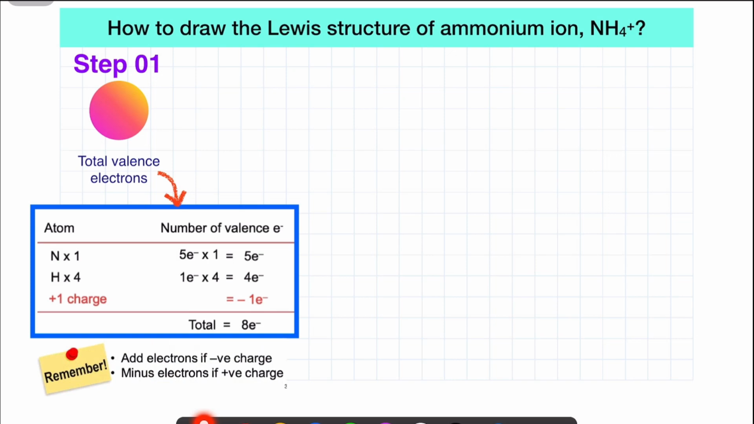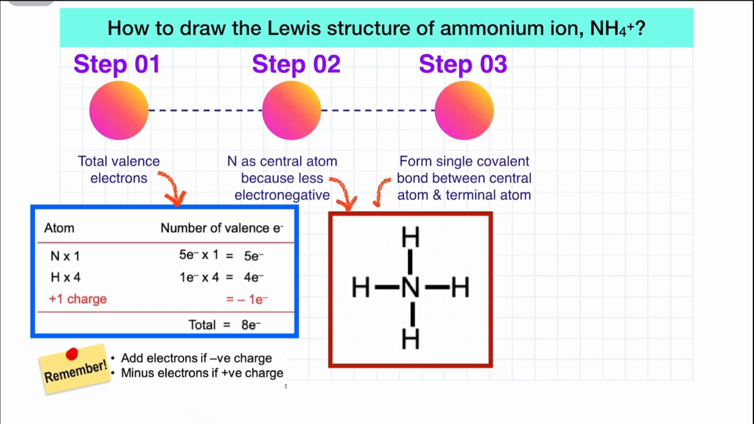Remember to add electrons if the charge is negative and subtract electrons if the charge is positive. Next step: I combine step 1 and step 2, which is I put the atom with the less electronegative at the center, and at the same time I form a single covalent bond with each of the terminal atoms, that is hydrogen. So I combine step 2 and step 3.